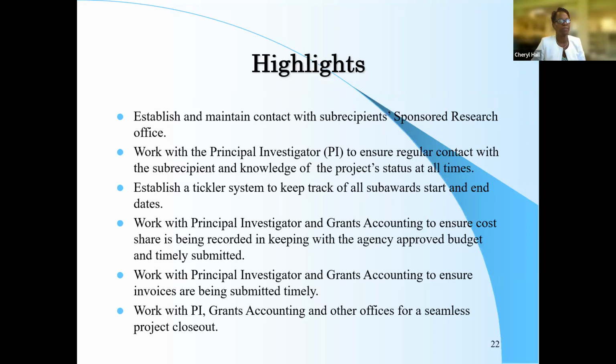Work with the principal investigator and grants accounting to ensure cost share is being recorded in keeping with the agency-approved budget, and also that it's being timely submitted. Because remember, if they're not keeping up with their cost share, it may be a situation where you have to keep up with that particular cost share and provide that cost share.